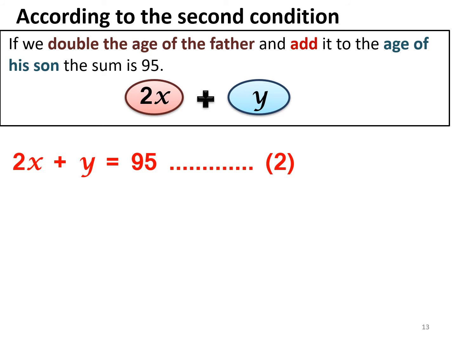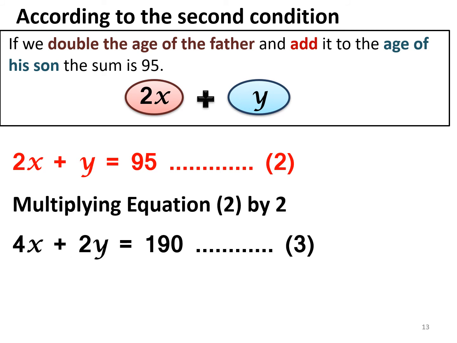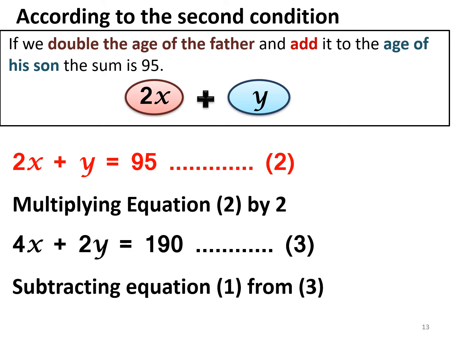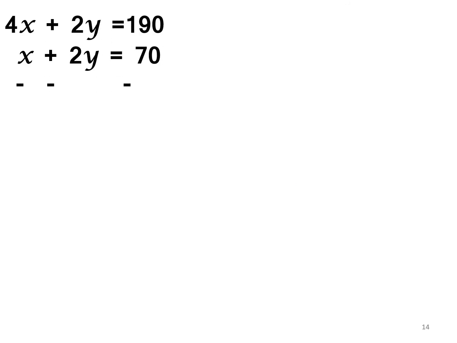Now I shall solve equations 1 and 2. Multiplying equation 2 by 2, I get 4x plus 2y is equal to 190. This is my equation 3. Subtracting equation 1 from 3: 4x plus 2y is equal to 190, minus x minus 2y is equal to minus 70.